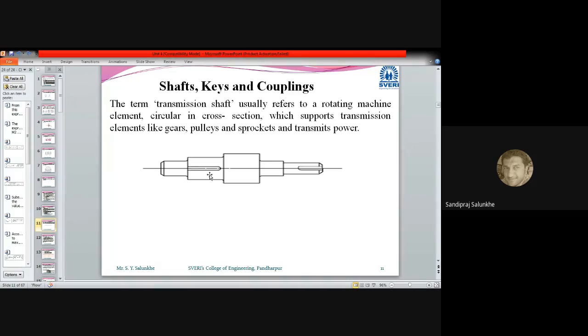The element which supports the transmitting elements, that is pulleys, gears, sprockets, we have seen that in the case of a belt drive we use pulleys, in the case of a gear drive we use gears, and in the case of a chain drive we use sprockets, to transmit power from one place to another. So what is going to support these elements? That supportive part is known as a shaft. So we have to design this shaft.